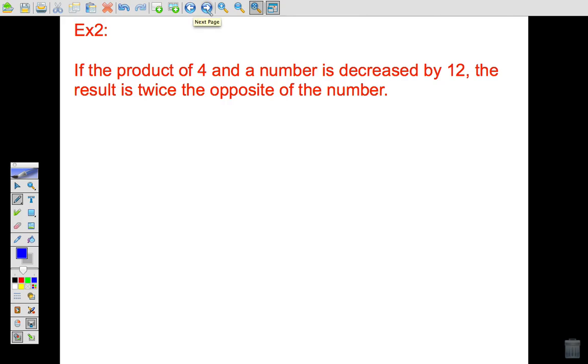All right, let's take a look at example 2. Write that one down. If the product of 4 and a number is decreased by 12, the result, the answer, or in other words, is equal to twice the opposite of the number. So if the product of 4 and a number is decreased by 12, the result is twice the opposite of the number. Once you have it written down, try to make the equation for that.